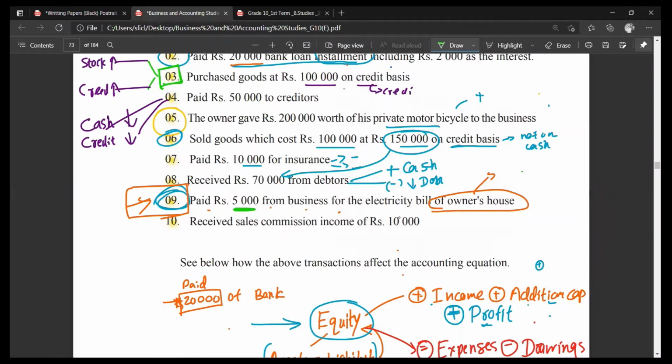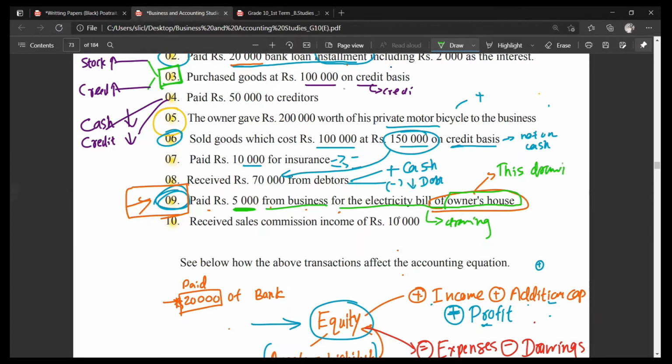Why? Paid rupees 5,000 from business for the electricity bill of owner's house. So is it an expense of our business or is it an expense of the owner's house? The business is a separate entity from the owner. The owner's house is not relevant to us. If it had been mentioned as the electricity bill of the business, obviously it is an expense. But here they have mentioned the electricity bill of the owner's house. Indirectly, they haven't told us about drawings, but here this is drawings. This is a transaction based on drawings.